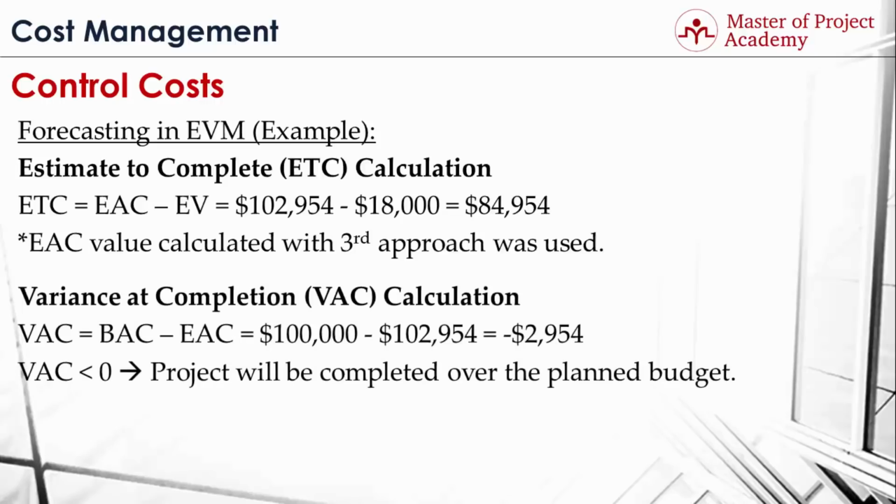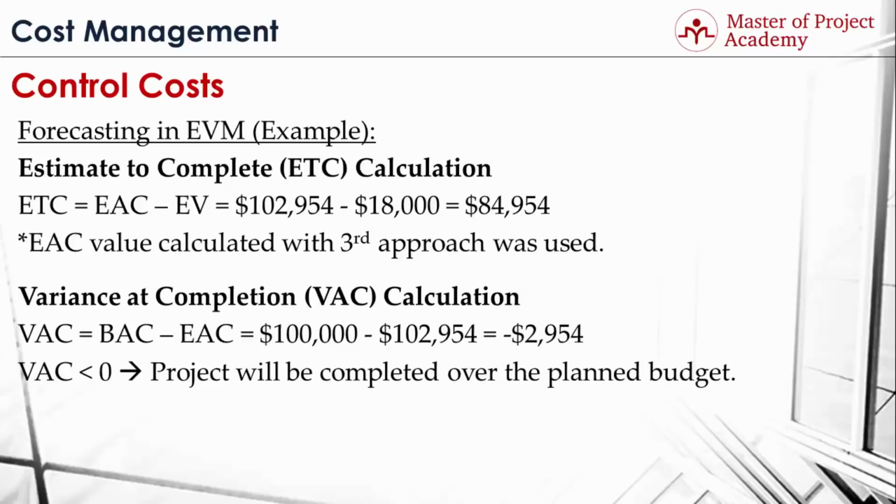Variance at completion is found by subtracting the estimate at completion value from the budget at completion value. When we substituted these values in the formula, we found the result as minus $2,954. As you see, the project is going over budget according to forecasts.